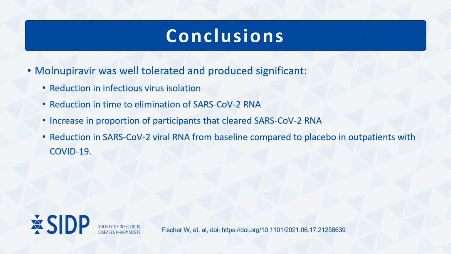In conclusion, it was determined that Molnupiravir was well tolerated and produced significant reduction in infectious virus isolation, reduction in time to elimination of SARS-CoV-2 RNA, increase in the proportion of patients that cleared SARS-CoV-2 RNA, and reduction in SARS-CoV-2 viral RNA from baseline compared to placebo in outpatients with COVID-19. So again, not only did it appear that the patients benefit from clearance, but the patients also appeared to be less infectious when they received the Molnupiravir 800 milligrams.